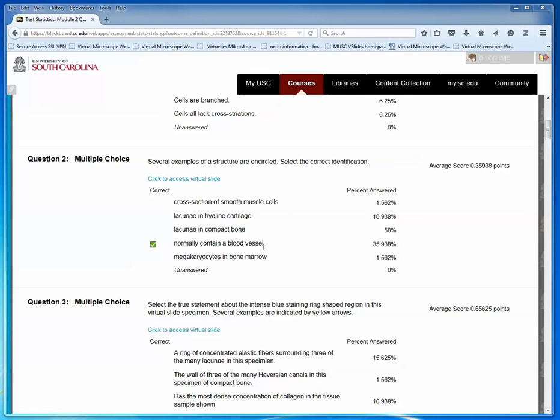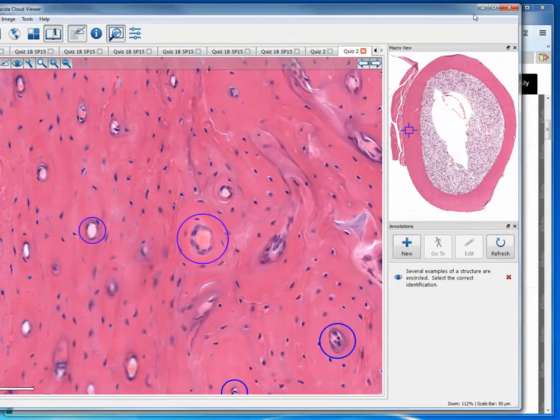Well, normally contain a blood vessel. That was the correct answer, but only 36% of the class got it correct. Some people thought it was lacunae and hyaline cartilage. Well, first of all, you need to recognize it was bone.